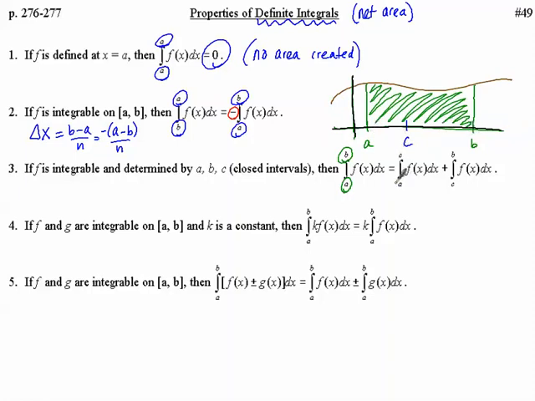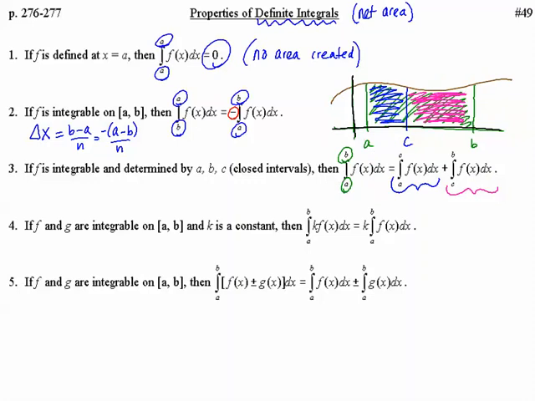The area, the definite integral on a to c, well, that's going to be this region right here. And the definite integral on c to b, well, c to b, that's going to be this region right here. So this is saying put these two areas together and you get the larger area. Makes sense? It should, and it will be useful.